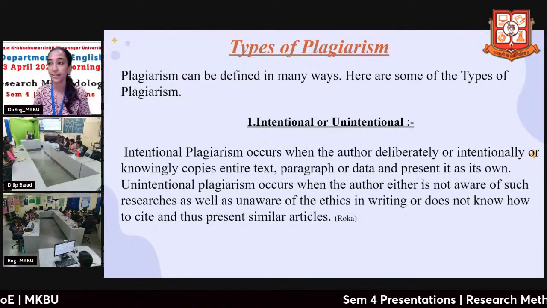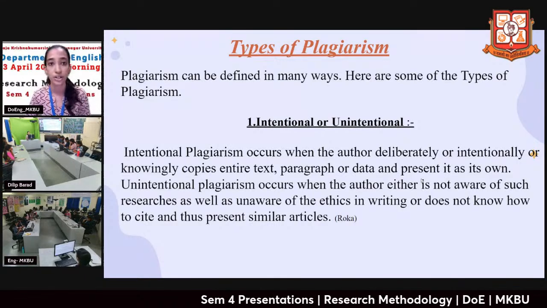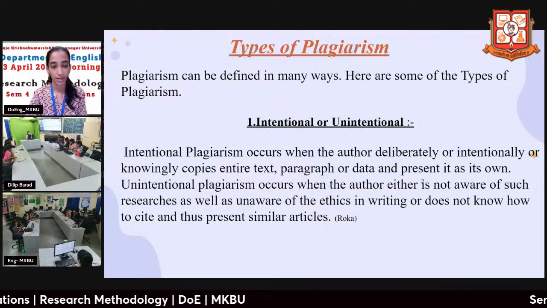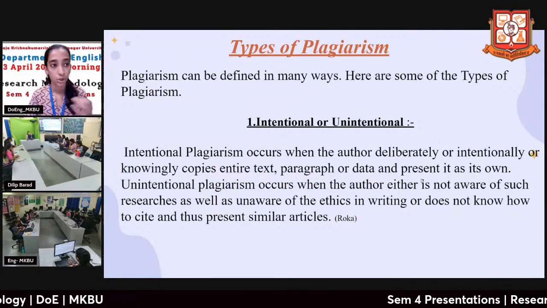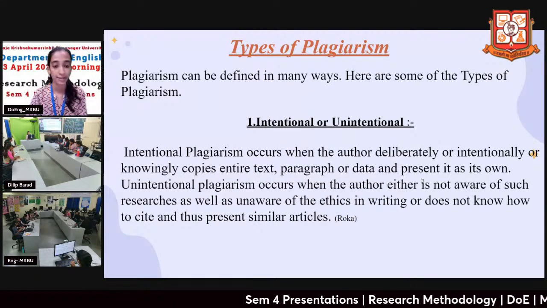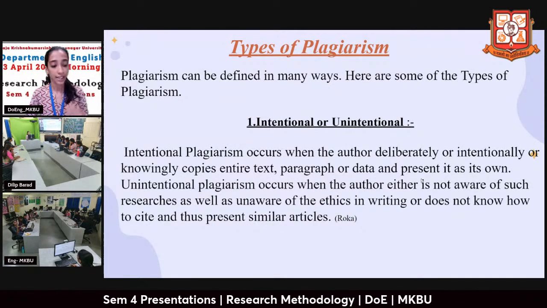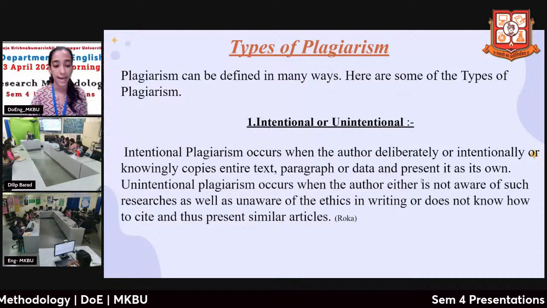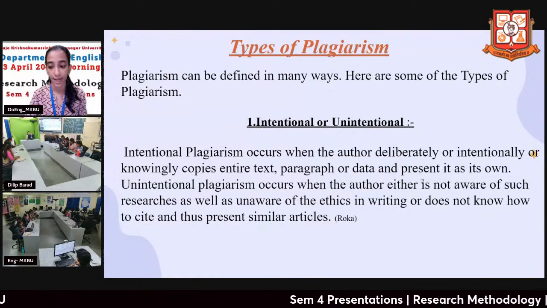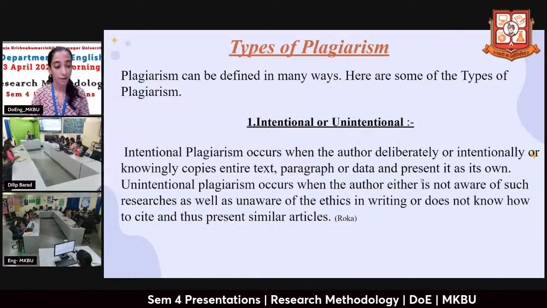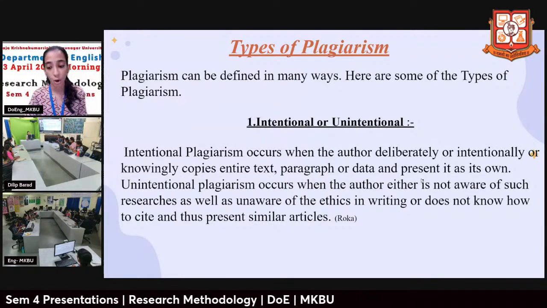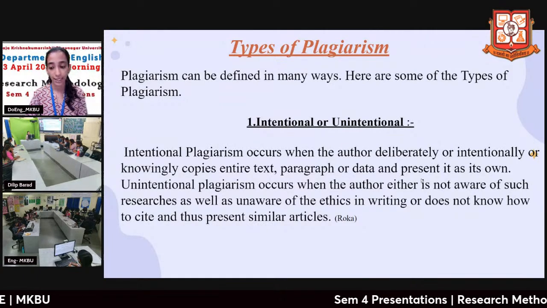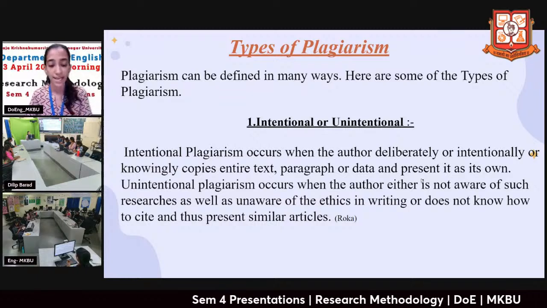So there are many types of plagiarism, and Aarti also mentioned the types of plagiarism in her presentation, and it can be defined in many different ways. But here I have put two or three major types of plagiarism, and the first is intentional or unintentional. Intentional plagiarism occurs when the author deliberately or knowingly copies entire text, which includes paragraphs or data, and presents it as their own. While unintentional plagiarism occurs when the author is either not aware of such research, is unaware of the ethics in writing, or does not know how to cite and thus presents similar articles.